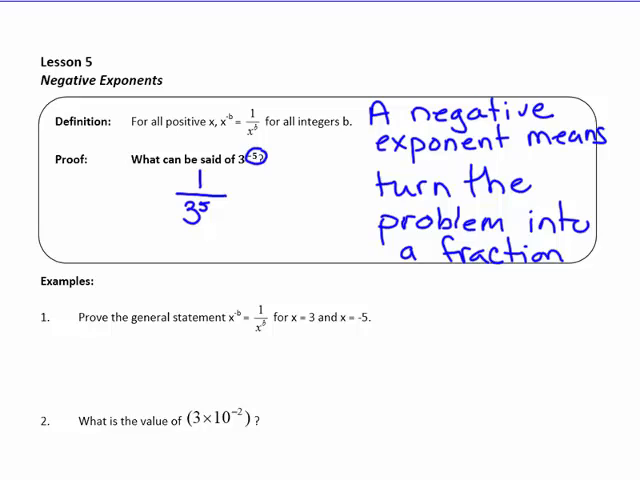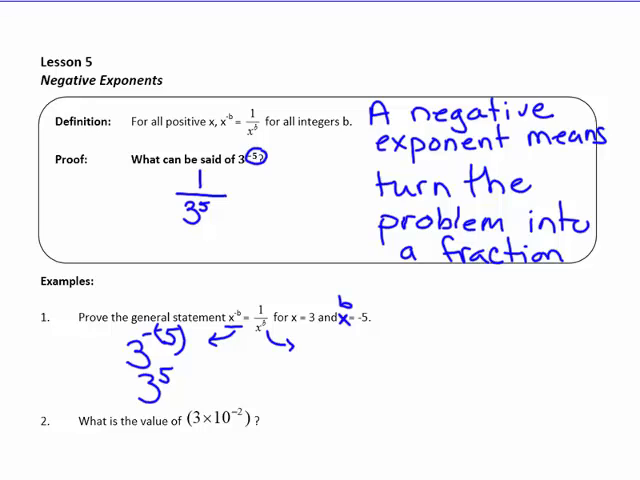So prove the general statement, x to the negative b equals 1 over x to the b. And this was a misprint. This should say b equals negative 5. So I'm going to fill these in. I'm going to deal with this side first. This is saying 3 to the negative 5 power. Well, I should put this in parentheses here. This really means a negative times a negative, which is 3 to the 5th power. Negative times a negative is a positive.